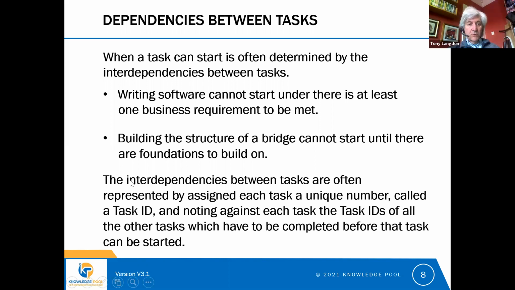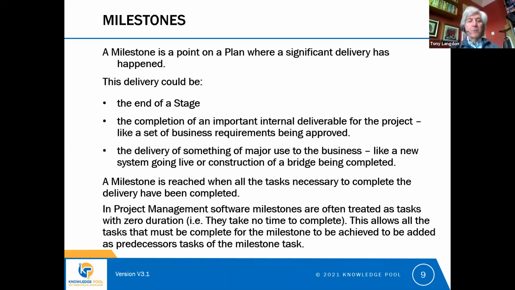All right, so we'll move on to mention milestones. So a milestone is a point on a plan where a significant delivery has happened. Now that delivery could be the end of a stage. It could be the completion of an important internal deliverable for the project, like a set of business requirements being approved, or like the design for the bridge being finished. Or it could be something that's been delivered that would be of major use to the business, like a new system going live or the bridge being finished. All of those things could be milestones.